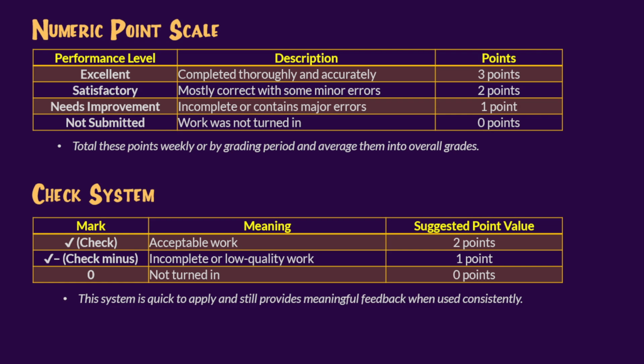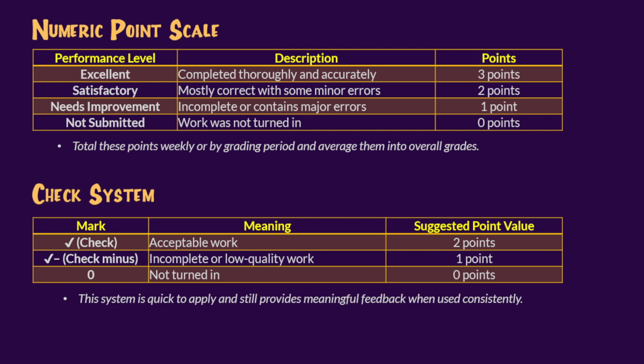A student will get excellent if classwork is completed thoroughly and accurately, and a teacher can give maximum 3 points. The student will get satisfactory if the classwork is mostly correct with some minor errors, and the teacher can give maximum 2 points. Needs improvement if the classwork is incomplete or contains major errors. Here the teacher can give maximum 1 point.